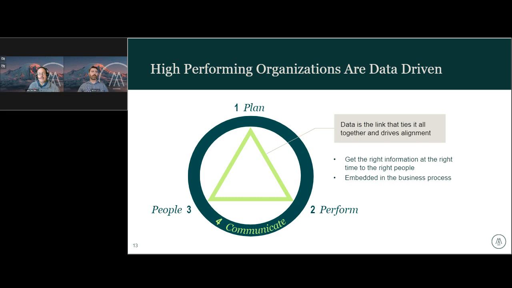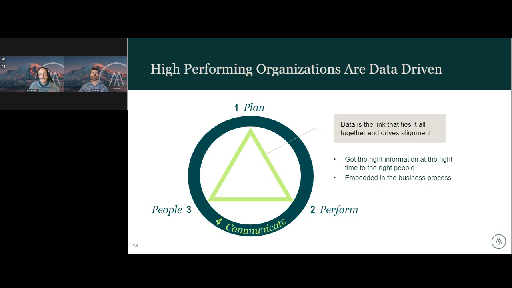Another characteristic we see is that the people are enabled, with the ability to make decisions within their area and the information to be able to make decisions within their area of influence and their area of responsibility. And then there's just open communication so that there is transparency across the organization. So we see these different characteristics within a high-performing organization.